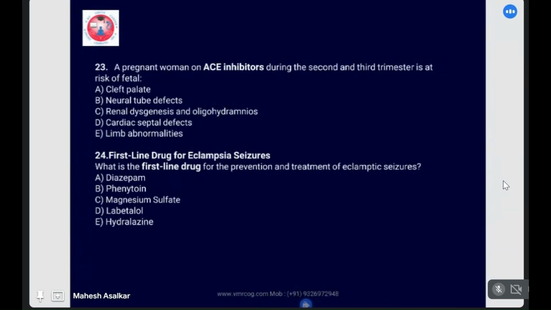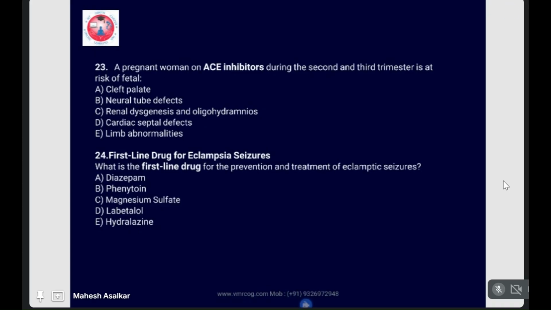Yes, sir. A pregnant woman on ACE inhibitors during the second and third trimester is at risk of fetal: option A, cleft palate, option B, neural tube defects, option C, renal dysgenesis and oligohydramnios, option D, cardiac septal defects, option E, limb abnormalities. So the answer is option C, renal dysgenesis and oligohydramnios. Correct. Initially, we have seen this particular question. Okay. Next, go ahead.